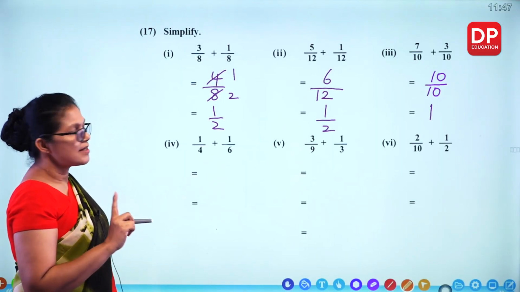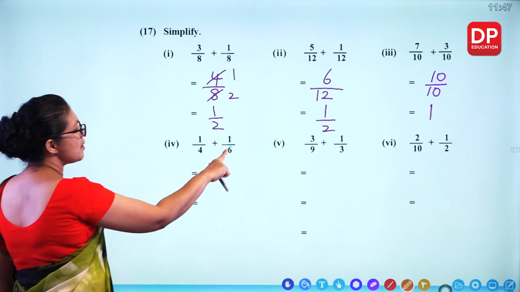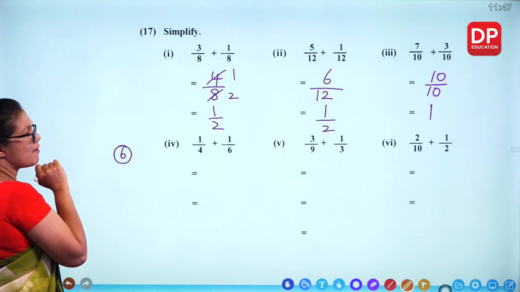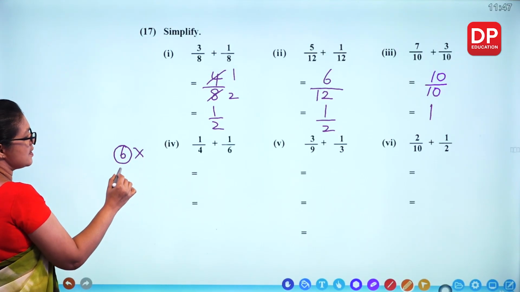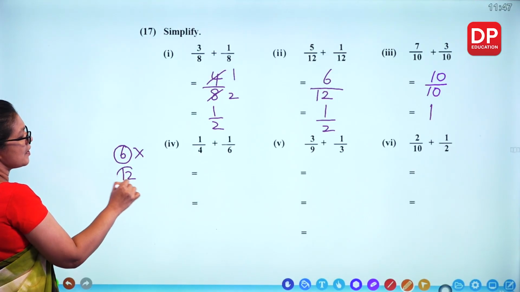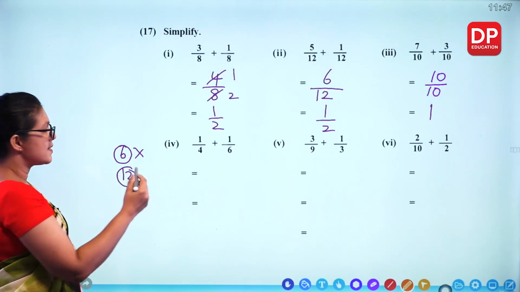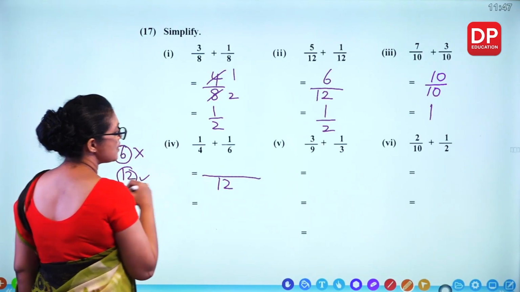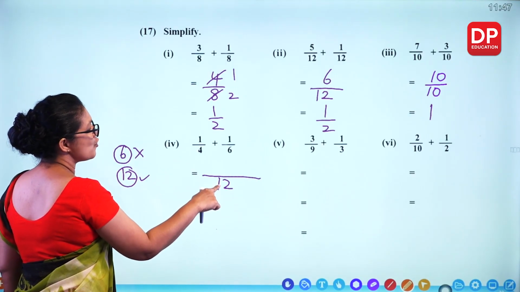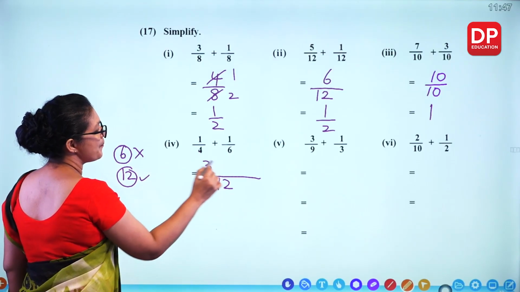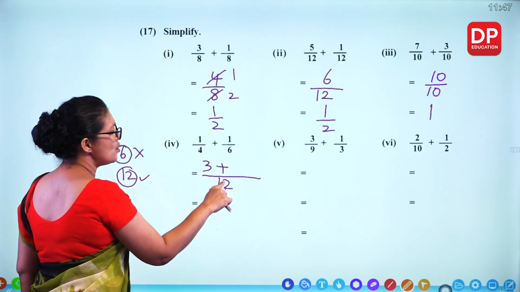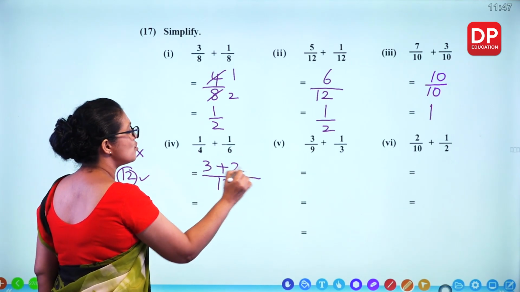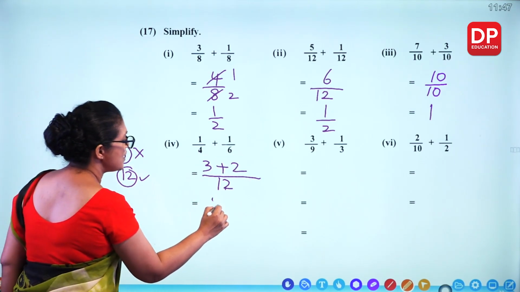Now these are different. What's the lowest common multiple? Take the largest value and see whether it's divisible by 4. Not divisible. Take the multiple of that. 12 is divisible by 4 and 6, so 12 is the lowest common multiple. 3 times 4, 12. So 3 times 1, 3. 6 times 2, you get 12. So 1 times 2, 2. 3 plus 2 is 5.